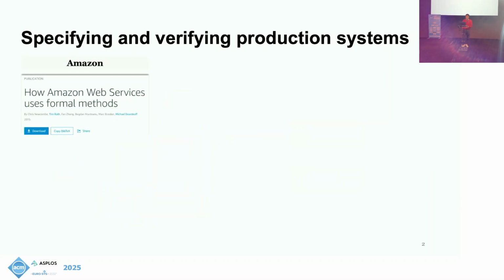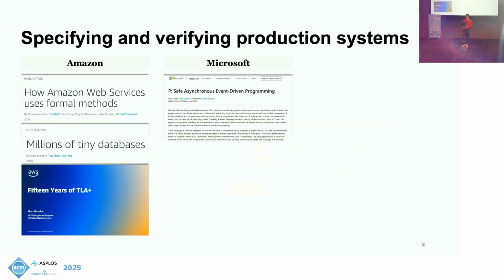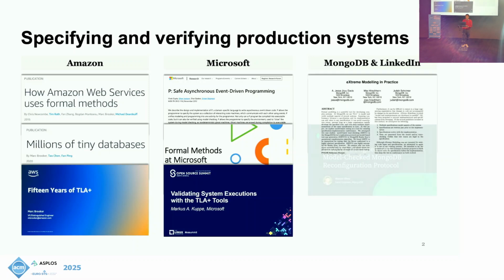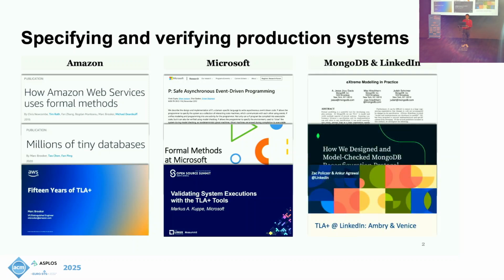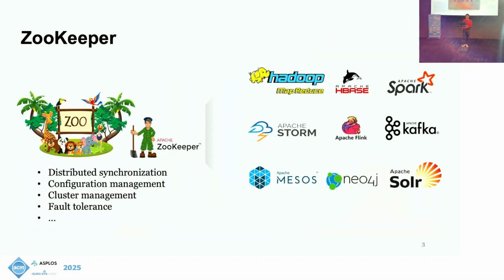In recent years, formal methods started to go beyond academic research towards verifying production distributed systems. For example, companies like Amazon, Microsoft, MongoDB, and LinkedIn all use formal methods to specify and model check production systems. Among this work, TLA is a widely used formal specification language for verification.